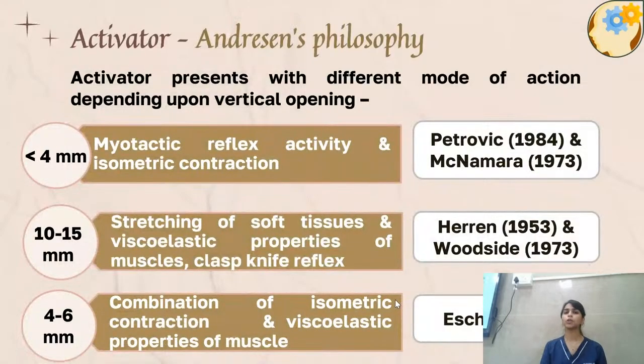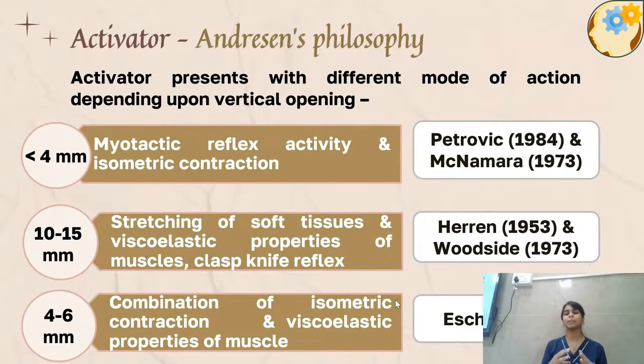But this met a lot of conflicts, and eventually three schools of thought were formed. According to Petrovic and McNamara, this myotactic reflex will only act when our opening is less than 4 millimeter. So after this, Woodside suggested to open the mandible by 10 to 15 millimeter, because according to him, stretching of soft tissue will occur, viscoelastic property of muscle will be initiated, and a clasp knife reflex will come into play. But Eschler said no, it's better to use a combination.